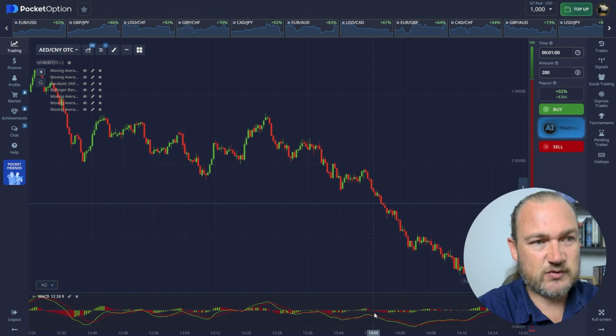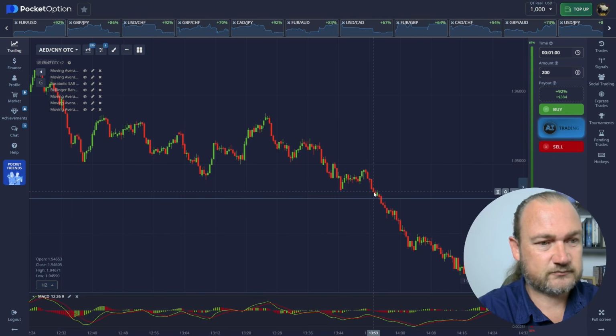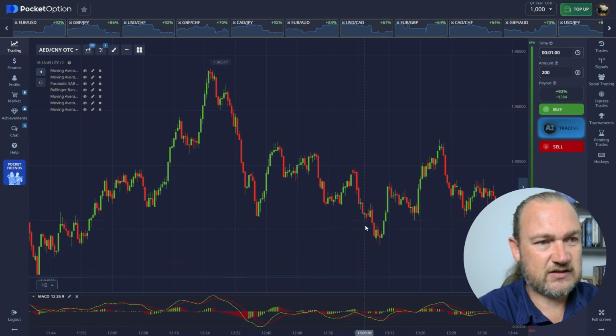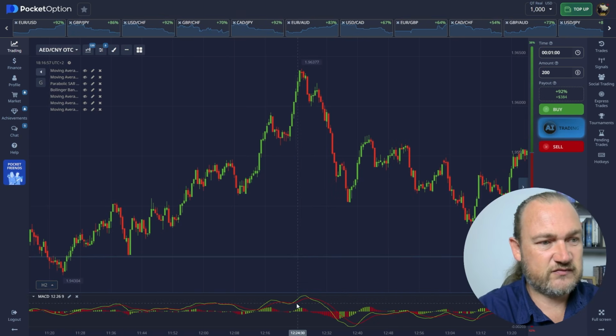So here's an example of a crossover that occurred, and we would have taken a sell trade on this candle here. Okay, so we're going to be looking for that. There's another example. We could have taken a sell trade there on the crossover. Would have been good. So we're going to look for bullish and bearish crossovers. There's an example of a bullish crossover.